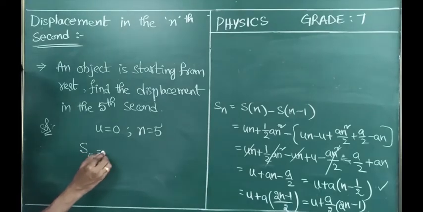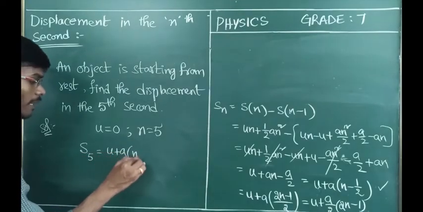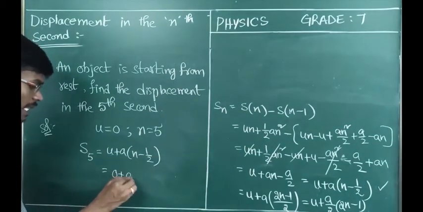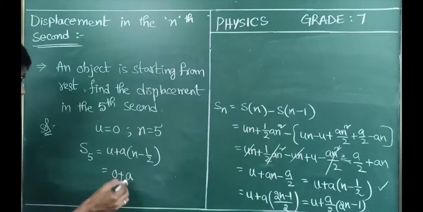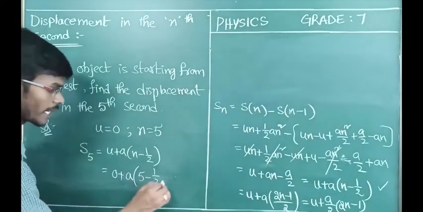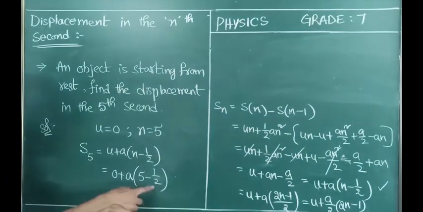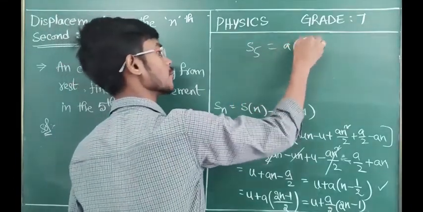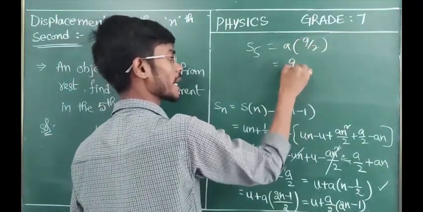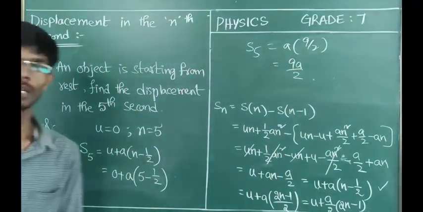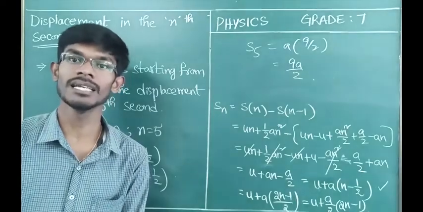S5 is equal to u plus a into (n minus 1 by 2). Initial velocity 0 plus acceleration, we don't know, so directly write a. And n value 5 minus 1 by 2. We know the simplification: 5 twos are 10, 10 minus 1 is 9, by 2. So that is equal to a into 9 by 2, that is 9a divided by 2. In this way we can find the displacement travelled in the nth second.